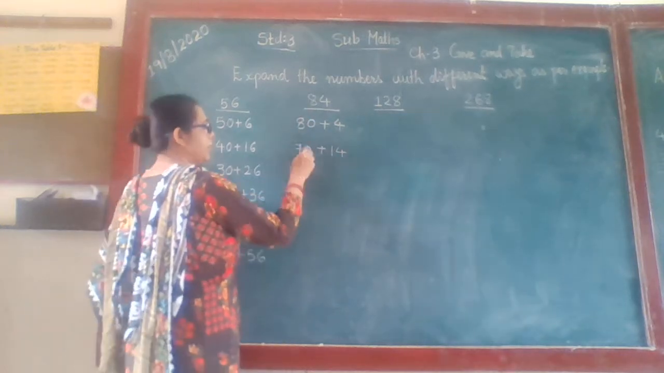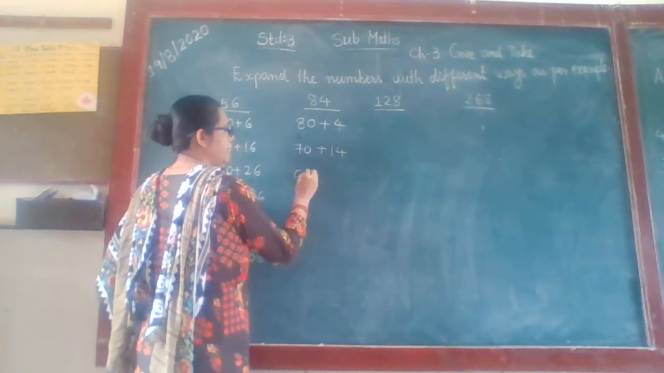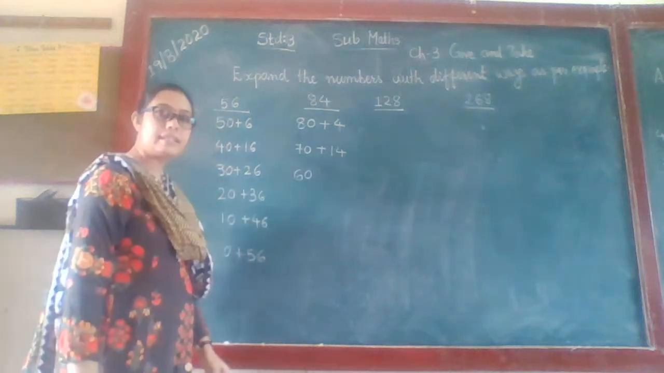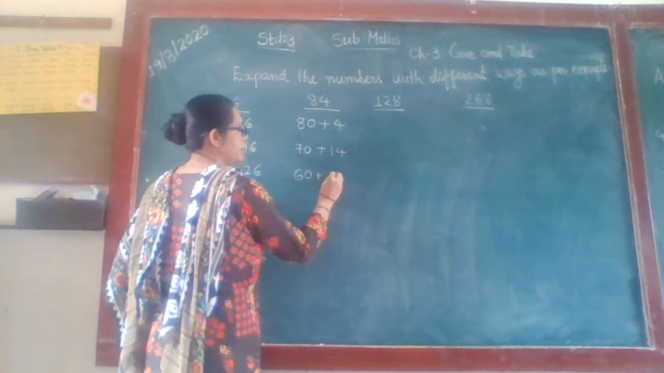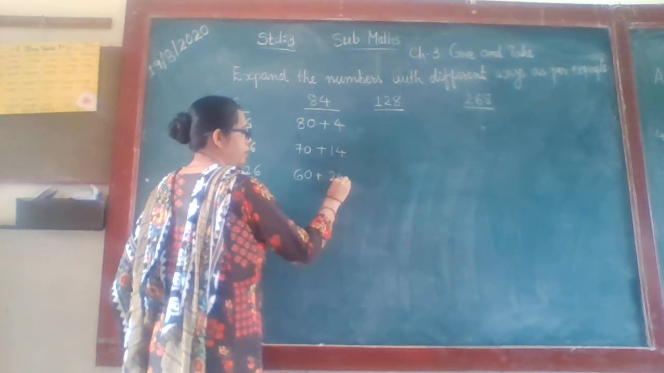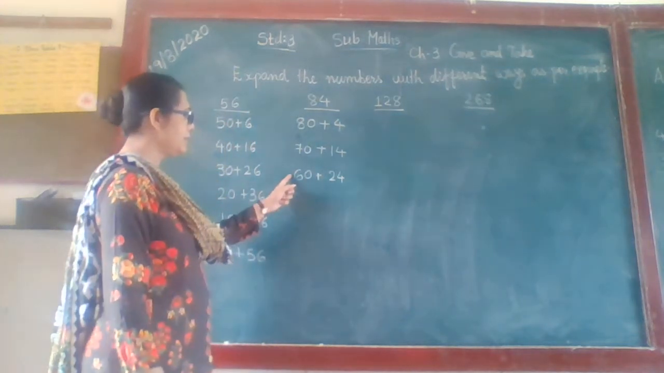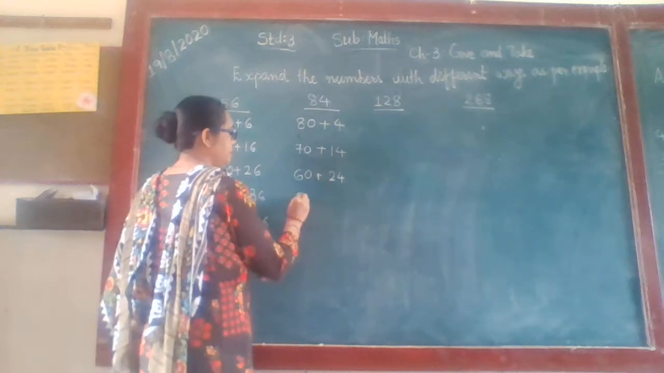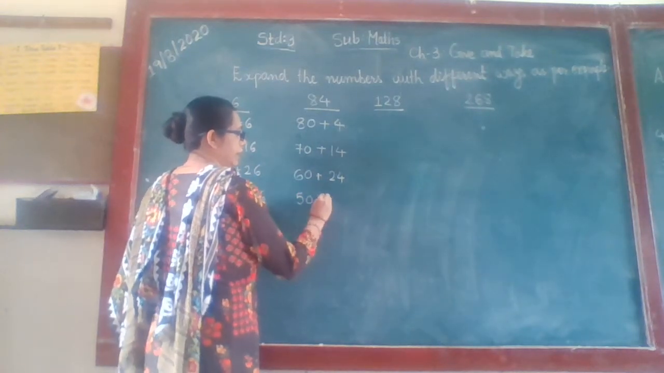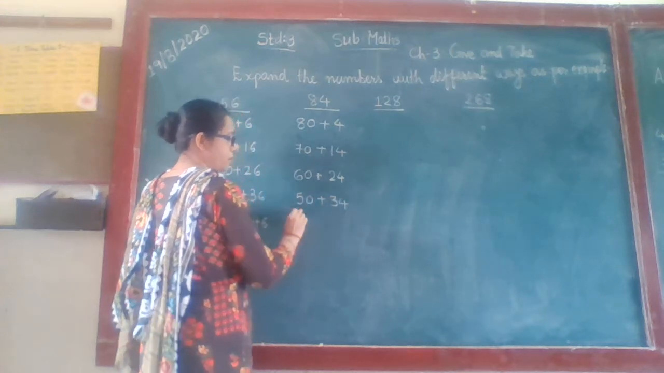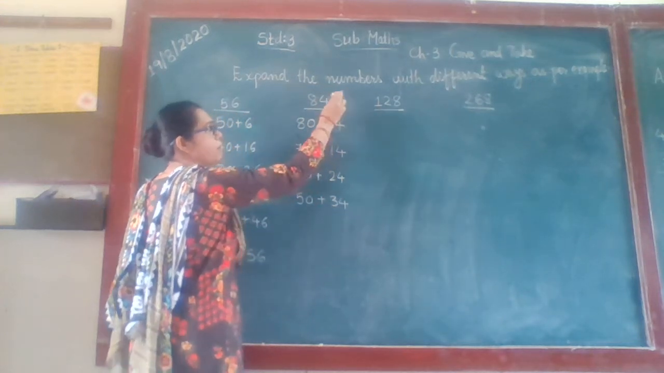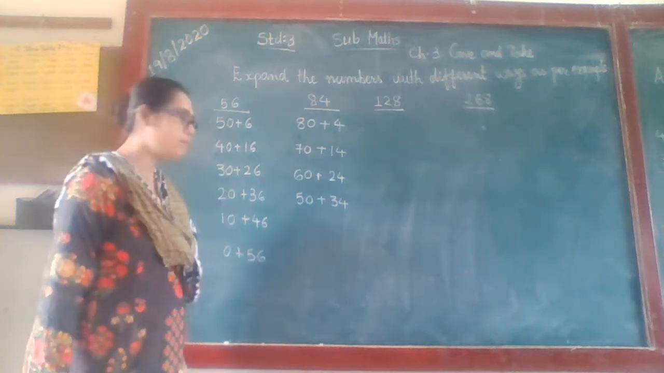Now again we subtract 10 from 70. So 70 minus 10, 60. And then 10 we add to 14, so 14 plus 10, 24. Now 60 minus 10, 50, and 24 plus 10, 34. So 50 plus 34 is also 84.